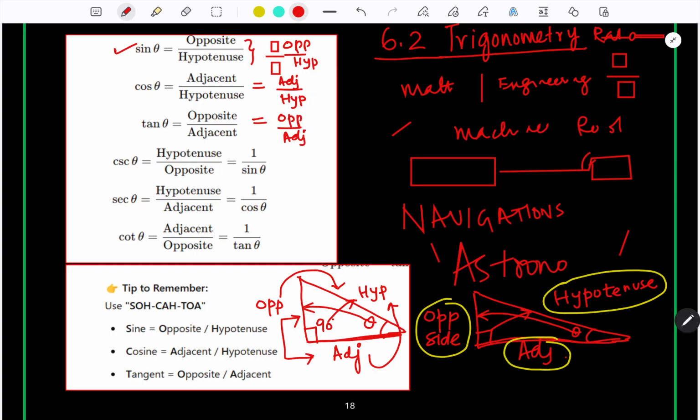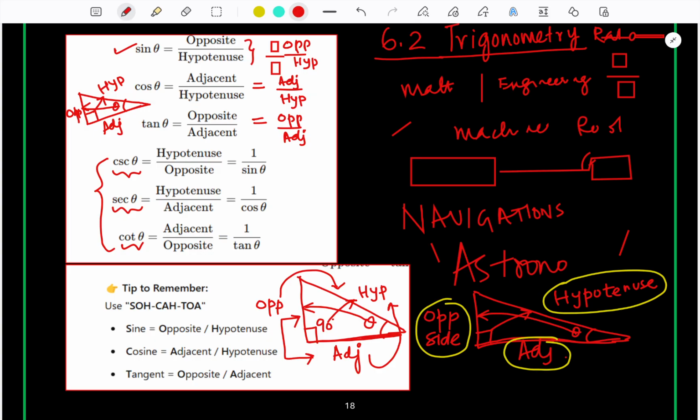Okay. So what is the adjacent side? What is the opposite side? What is the hypotenuse? Opposite to 90 degrees is the hypotenuse. Opposite to theta is the opposite side. And the other side which is left out is the adjacent side. Next we have three more trigonometric ratios, which are cosecant theta, secant theta, and cot theta, which you are going to use.